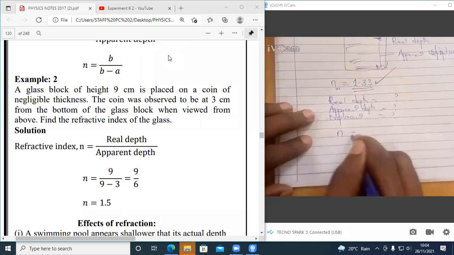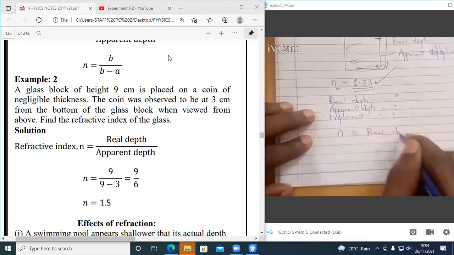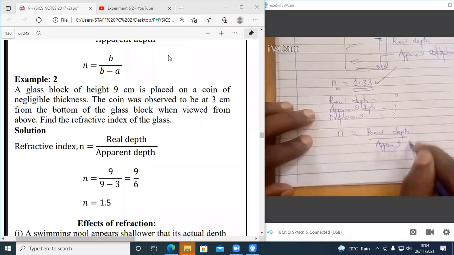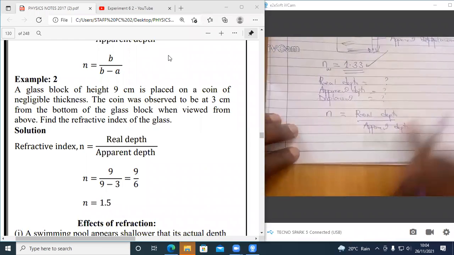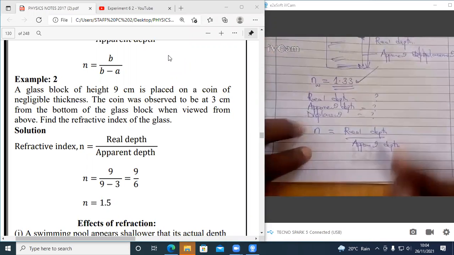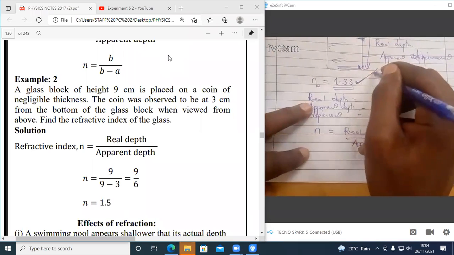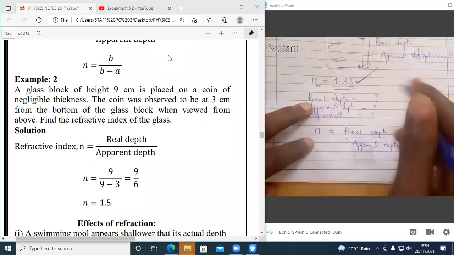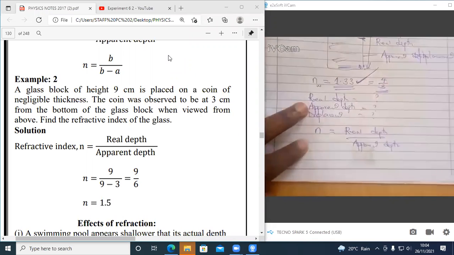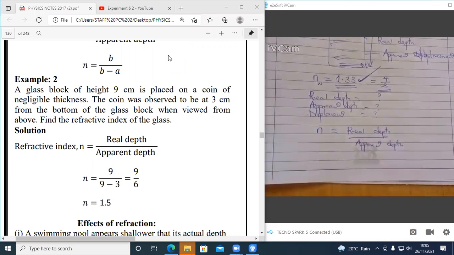Then find the value of refractive index, saying real depth over apparent depth. If you have been very accurate in your experiment, you must get 1.33. This one, if you change it to a fraction, is 4/3. It's the same as 4/3.